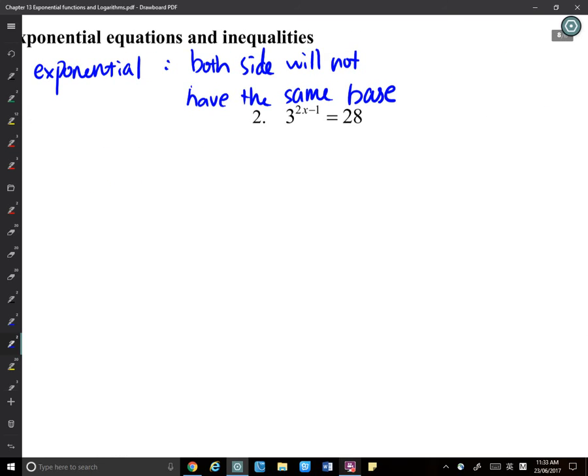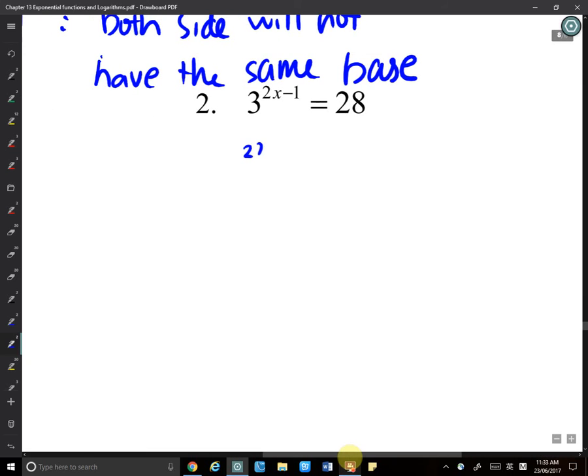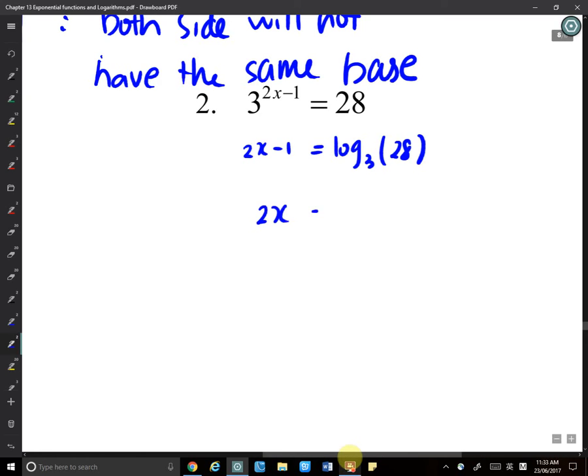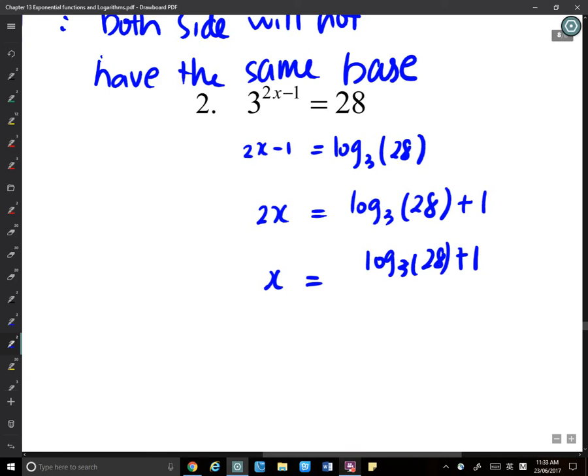And for this one, that is 2x minus 1. 2x minus 1 equals log base 3 of 28, and I'll solve for x. 2x equals log base 3 of 28 plus 1. Well, I can say plus 1 is plus log base 3 of 3, but it's not necessary to do that. You can't really simplify that further. So x is just log base 3 of 28 plus 1, all over 2.